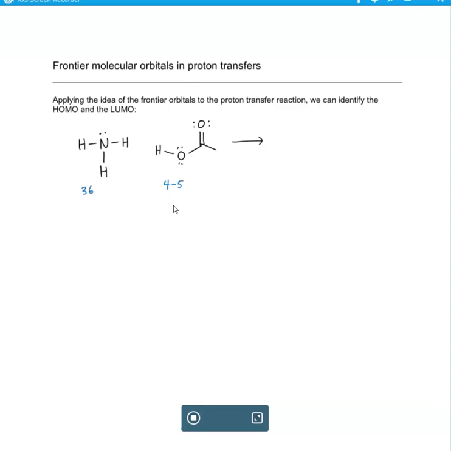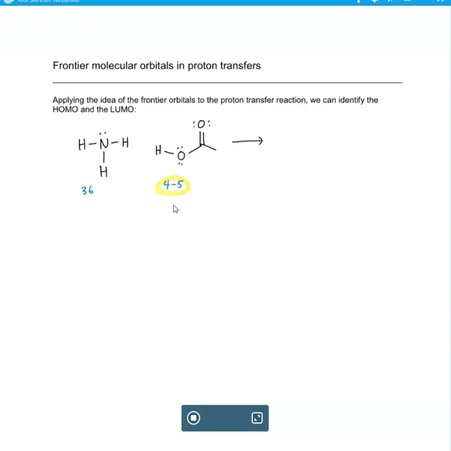Okay, that's enough information to be able to tell which one of these is going to act as the acid and which will act as the base. The one that will act as the acid is the one that's the stronger acid. It's more likely to donate the proton. That's the one with the lower pKa.